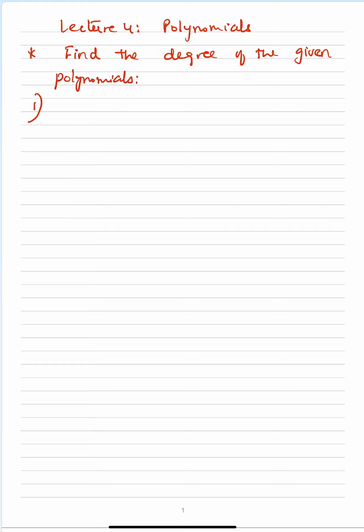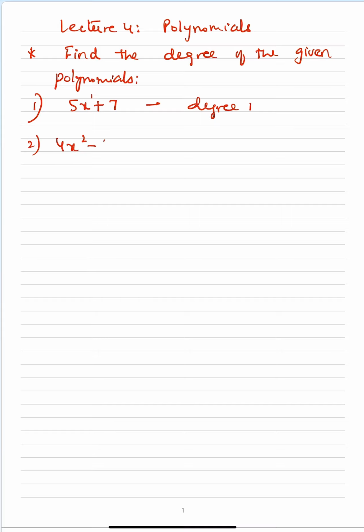Let me give an example of 5x plus 7. Here the exponent of x is raised to the power 1. Hence the degree of the polynomial is 1.